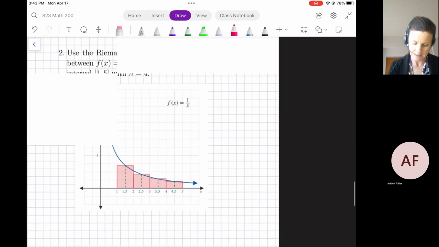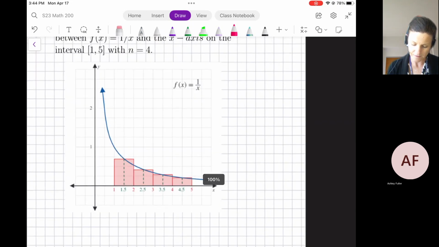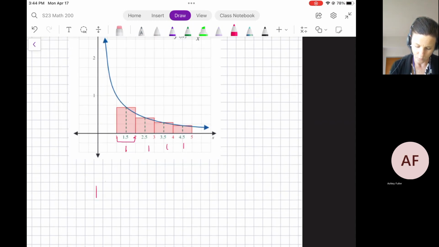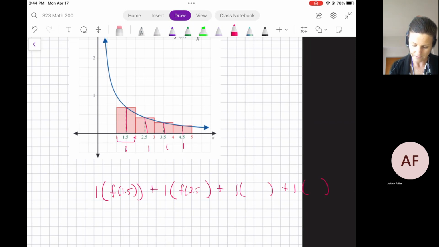As an example, let's consider this graph. I'm going to divide this into 4 rectangles. Notice my delta x in each case is 1. So all 4 rectangles have an area of 1 times whatever the value of the function is at a place on the curve that I choose. For simplicity, I'm going to choose the midpoint of each of these rectangles. So I'll calculate f of 1.5, f of 2.5, f of 3.5, and f of 4.5.